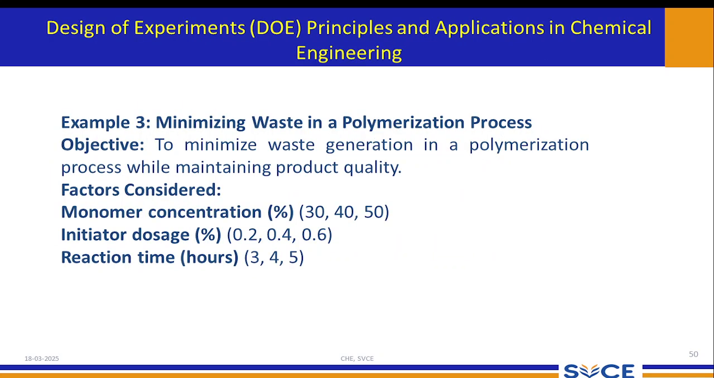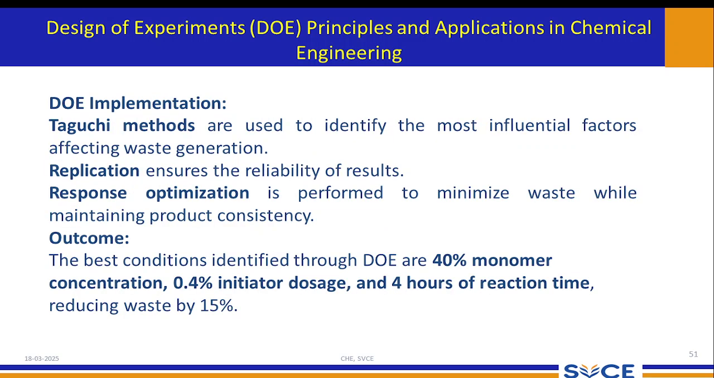Okay, hope you understood. So coming to the third example, minimizing the waste in the polymerization process. The aim is to minimize the waste generation in a polymerization process while maintaining the product quality. Here the three factors they consider are monomer concentration, initiator dosage, and reaction time. Again, three variables have been taken, and three levels. Okay, coming to the DOE implementation.